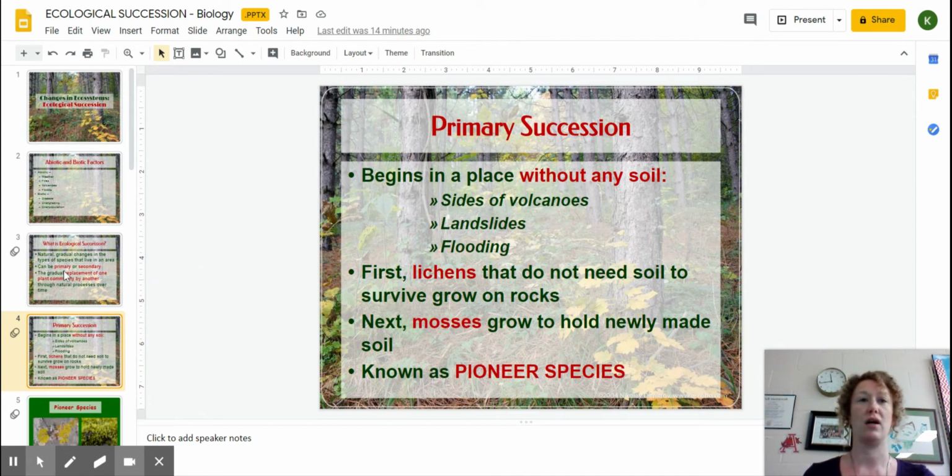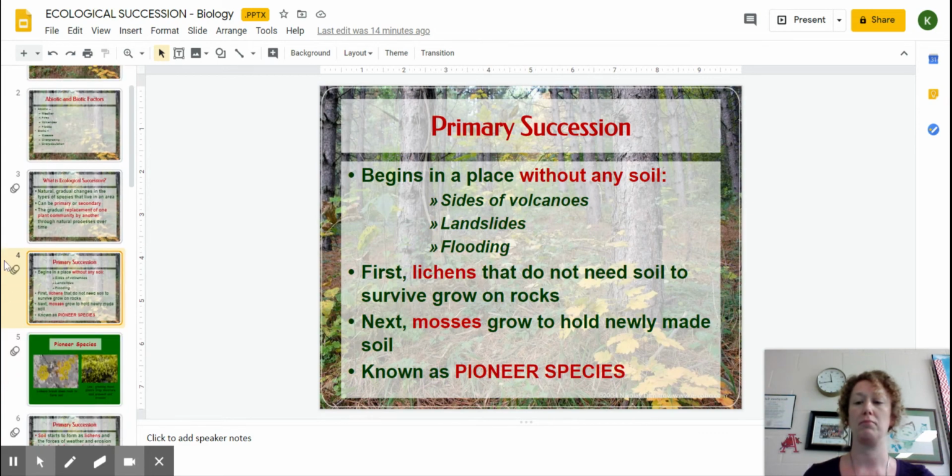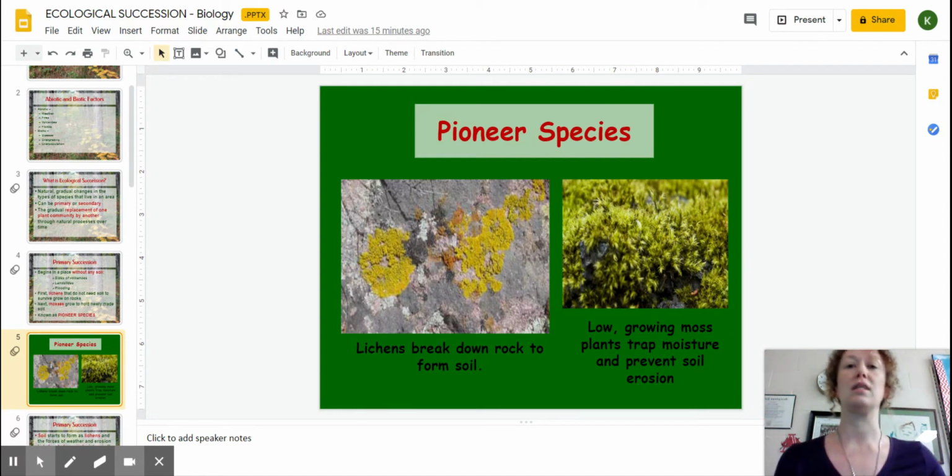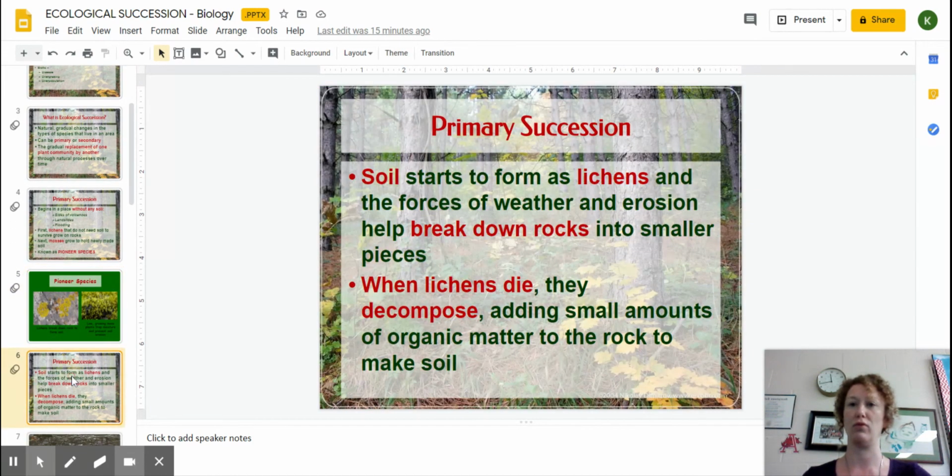We are going to talk about those pioneer species a little bit more on this next slide. We talked about how lichens break down rock to make soil, and that low-growing mosses plant and trap that soil in place to prevent erosion, to make way for other plants and animals to move in. So I'm going to give you an opportunity to look at the quiz. There's a little quiz there for you about lichens. Actually, no, we're going to keep moving. Got a few more slides before that.